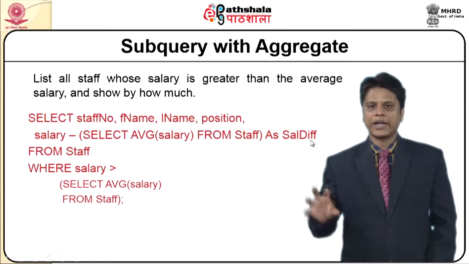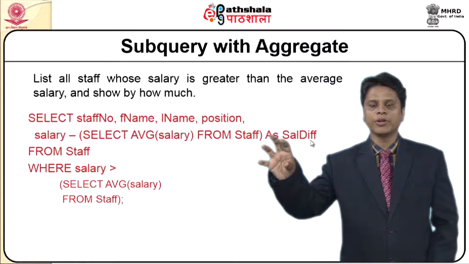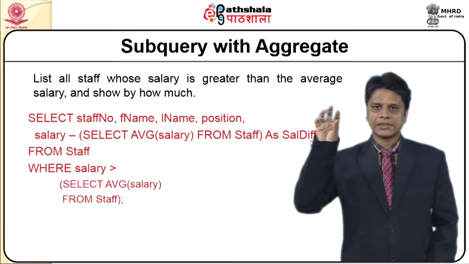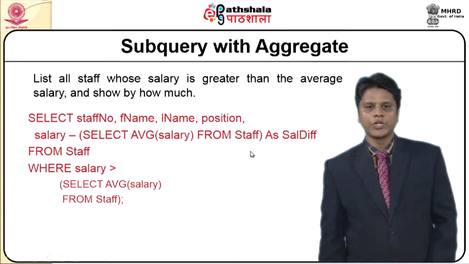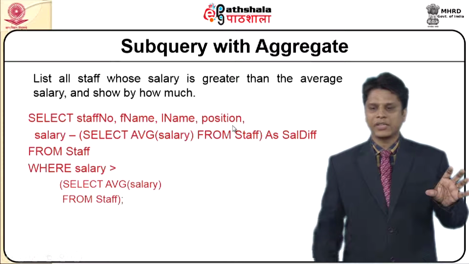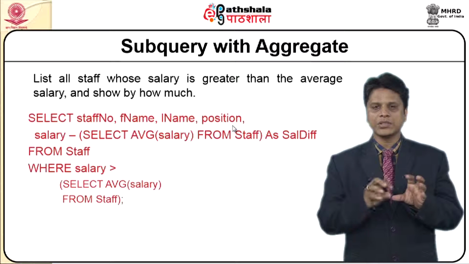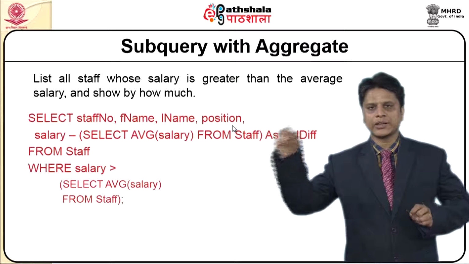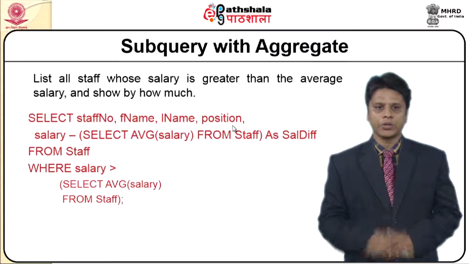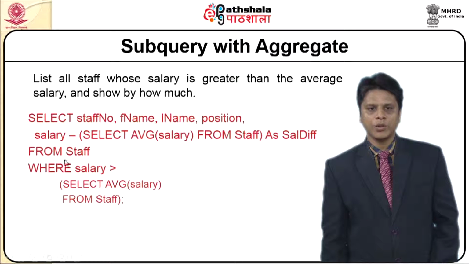So now I have to project a column which shows this salary difference, which will be computed as the salary minus the average of the salary of all the staff. So anybody who is getting say 30,000, when the average salary is 17,000, the salary difference is 13,000, that should be calculated and projected as a separate attribute from the staff table, where salary is greater than the average salary.